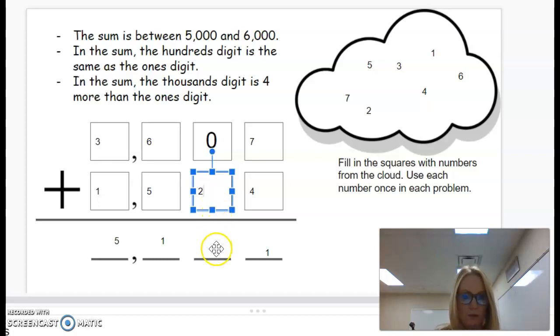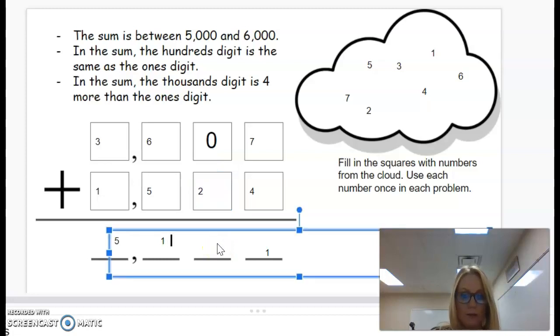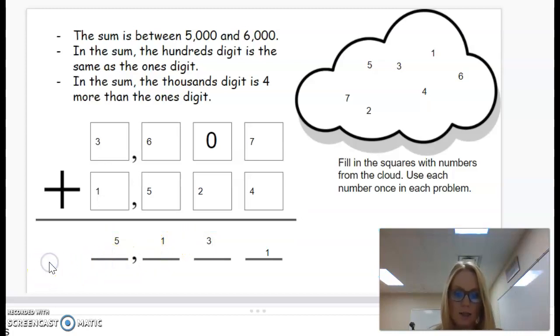So this, with our regrouping, we would need to put a 3 right here. So our sum of the add-ins is 5,131. Sorry, my numbers are kind of all janky here. Is that number between 5,000 and 6,000? Sure is. So that is how you do Place It Right.